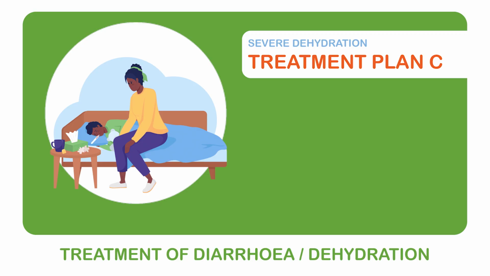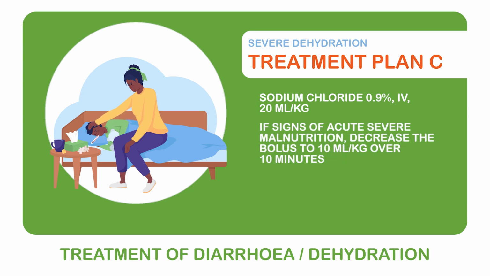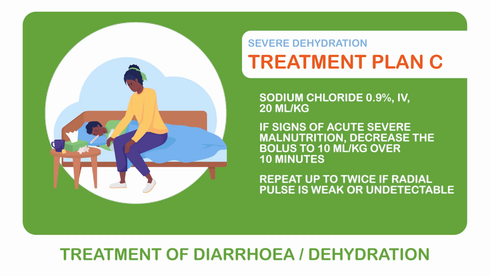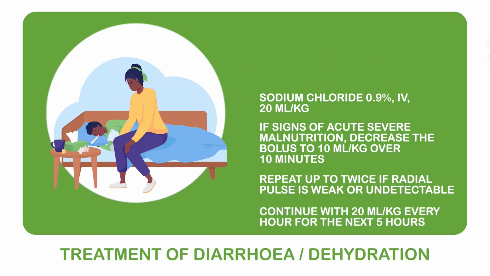Should the child be classified under Plan C, the following treatment should be administered: sodium chloride 0.9% IV 20 ml per kilogram. If there are signs of acute severe malnutrition, decrease the bolus to 10 ml per kilogram over 10 minutes. Repeat up to twice if radial pulse is weak or undetectable. Continue with 20 ml per kilogram every hour for the next 5 hours.